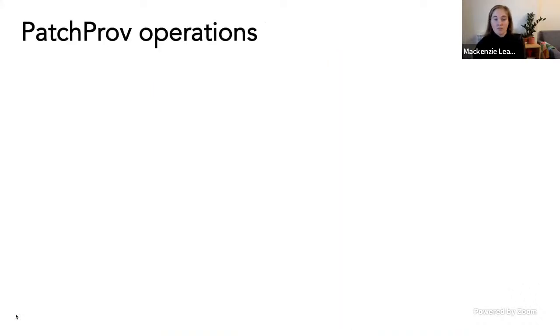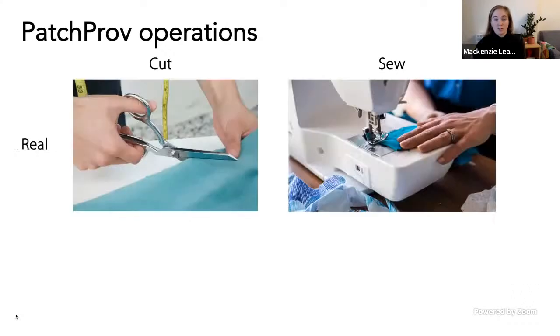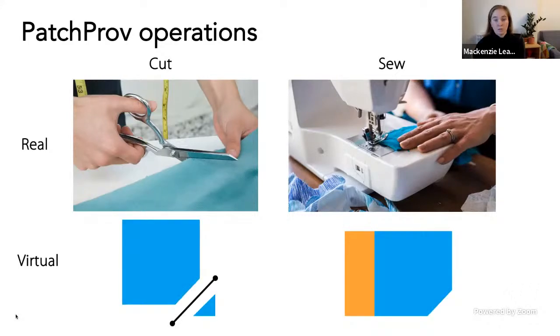So our process graph relies on our abstraction of the improvisational quilting process into two operations, cut and sew. In the physical world, these correspond to cutting and sewing real fabrics. And in the digital world, these correspond to cutting and sewing virtual fabrics in PatchProv. Now, these operations provide no detail about the particular cutting or sewing method, but they capture the overall sequence of steps taken. And essentially here, we build a dependency graph to capture the process of designing and constructing an improvisational quilt.